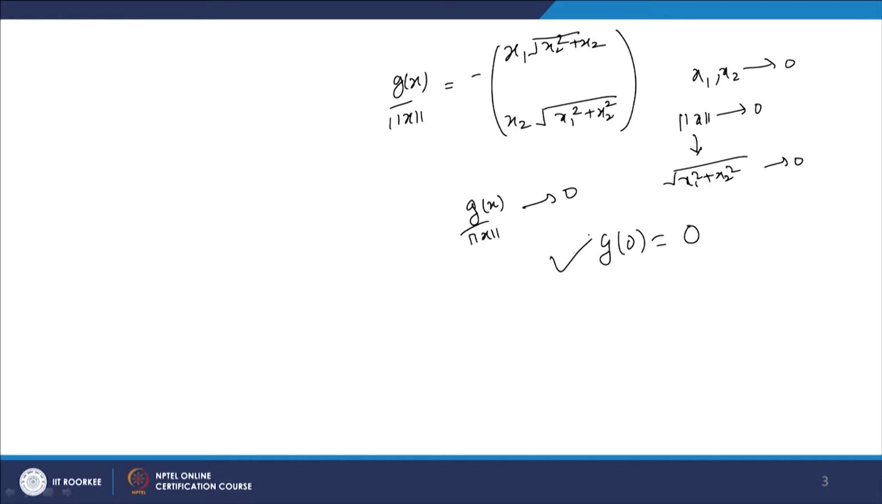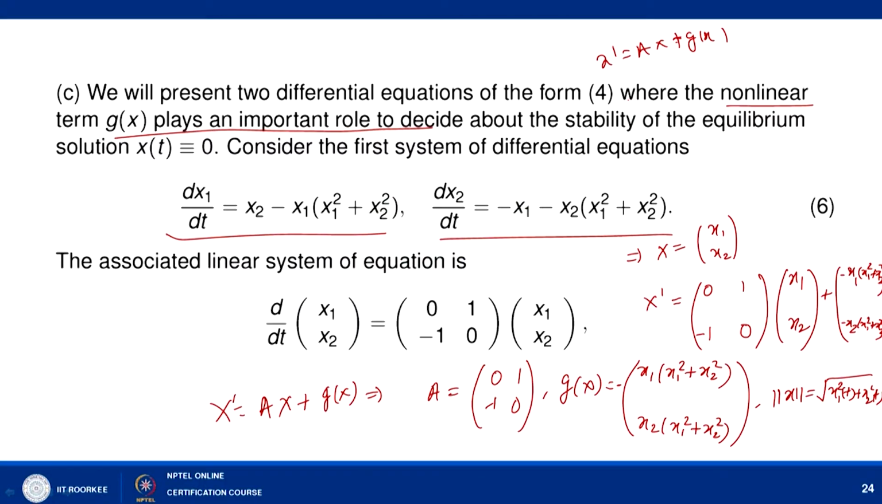So, it satisfies both the conditions: g(0) is equal to 0, and g(x) upon norm of x is a continuous function of x, and as x1, x2 tend to 0, then norm of x is tending to 0, and we can say that this term is tending to 0 and this will also tend to 0. So, g(x) upon norm of x is a continuous function of x, g(0) equal to 0, and g(x) by norm of x vanishes when x1 equal to x2 equal to 0.